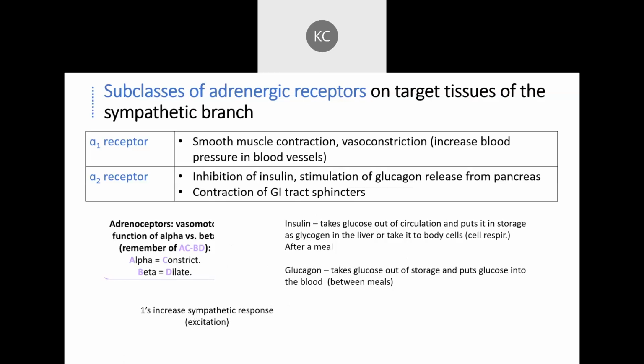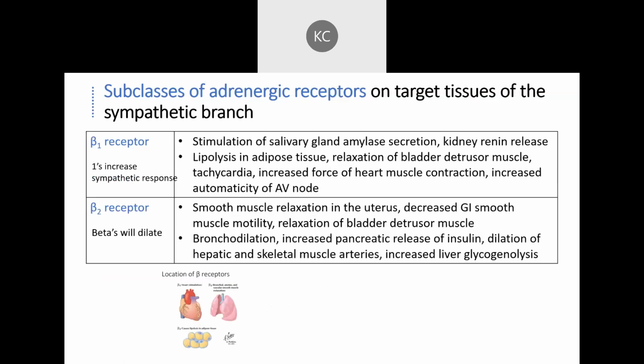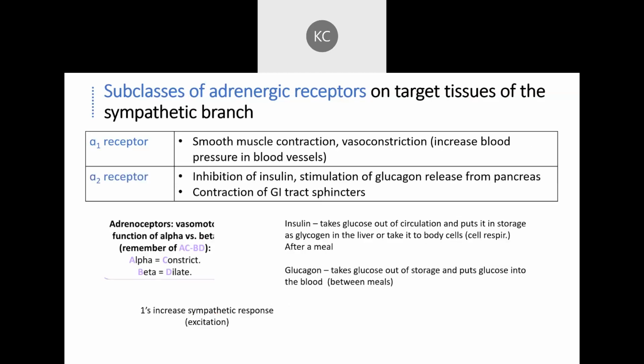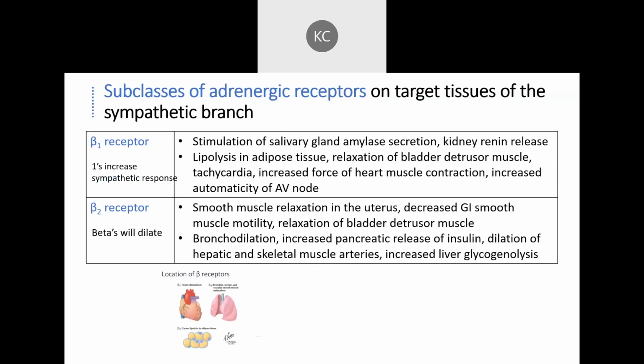If we look at our beta receptors now, remember, for beta we said dilate, or sometimes relaxation. Here we can have an increase in the release of saliva and the product in saliva called salivary amylase. You can also begin to break down fat tissue, or adipose tissue, so something called lipolysis, where you break down triglycerides into fatty acids. You can have relaxation of the bladder. We can have tachycardia, so an increase in heart rate, increased force of our heart contraction, and then increased automaticity, so an increase in the general rate of the heart.